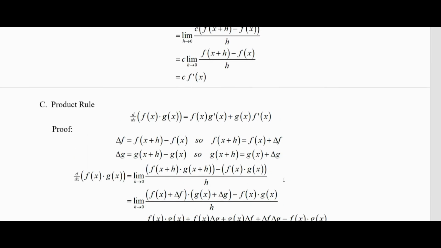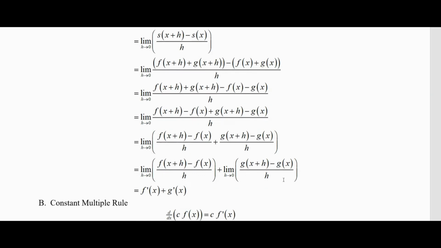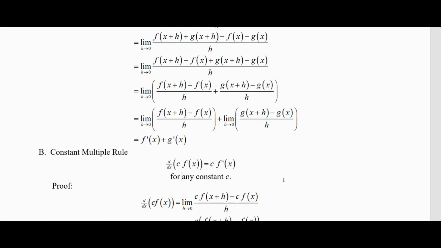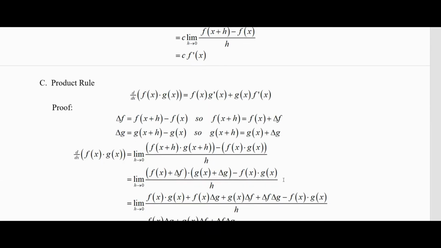Product rule is a little harder. This was really nice: the derivative of the sum is the sum of the derivatives, and the derivative of a constant times the function is the constant times the derivative of the function. But for the product rule, the derivative of a product is not the product of the derivatives. The derivative of f of x times g of x is f of x times g prime of x plus g of x times f prime of x. The first times the derivative of the second plus the second times the derivative of the first. There are a couple of different orders you can write that because multiplication and addition are both commutative.